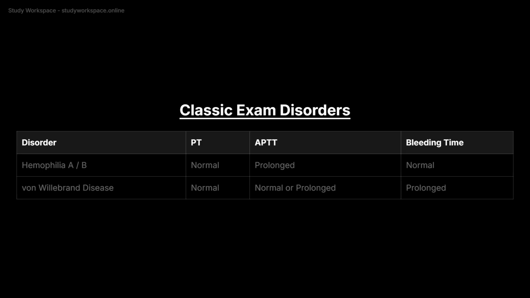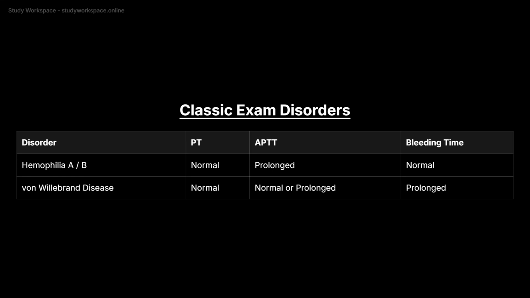Now let us look at several classic examination disorders. Hemophilia A is caused by factor VIII deficiency. The activated partial thromboplastin time is prolonged, while the prothrombin time remains normal. Hemophilia B is caused by factor IX deficiency. Again, the activated partial thromboplastin time is prolonged, while the prothrombin time is normal. Von Willebrand disease affects platelet adhesion and also reduces the stability of factor VIII. Patients usually have a prolonged bleeding time, a normal prothrombin time, and a normal or sometimes prolonged activated partial thromboplastin time.